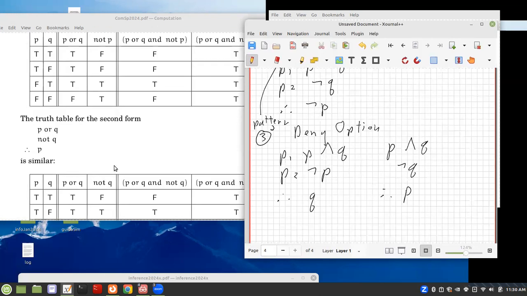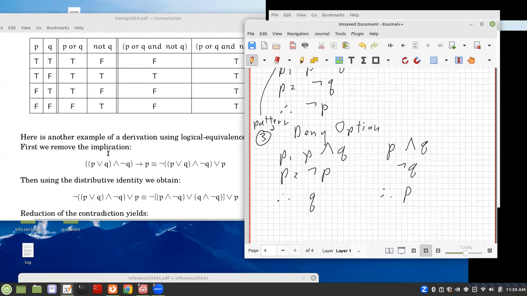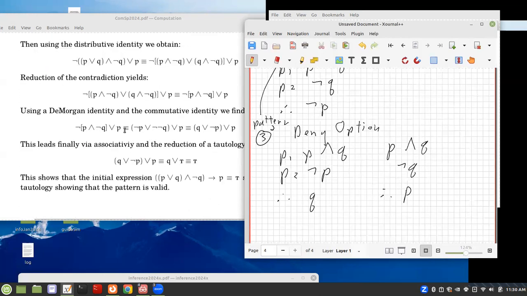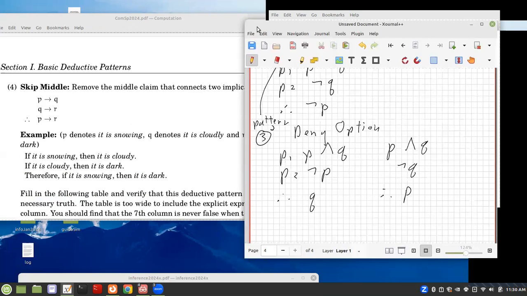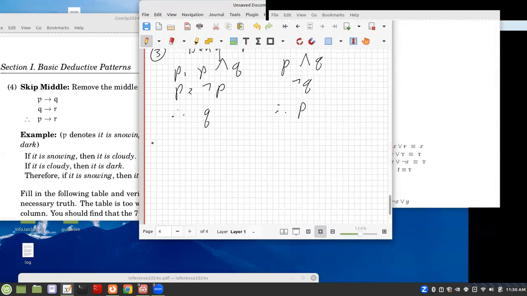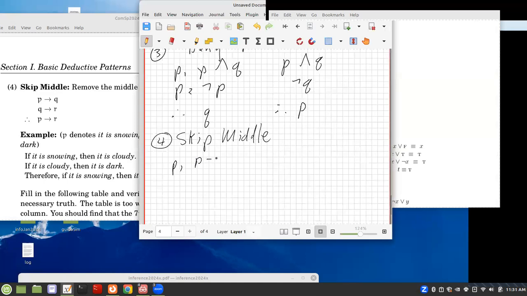And there's the truth table derivation and the second form, and then here's the logical deduction form of that. Well, let's go on to the fourth one. I call it skip middle. So its first premise is that P implies Q. Its second premise is that Q implies R. And our conclusion is that P implies R.